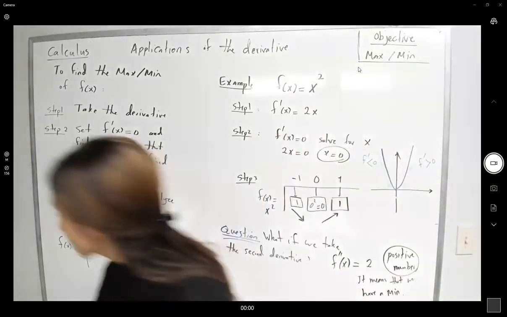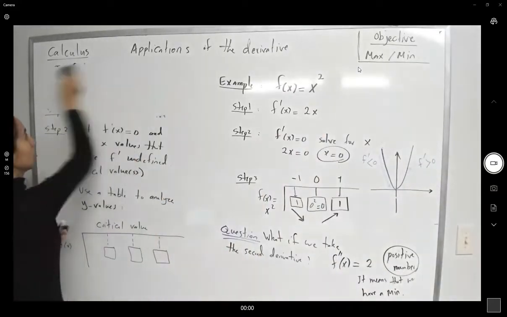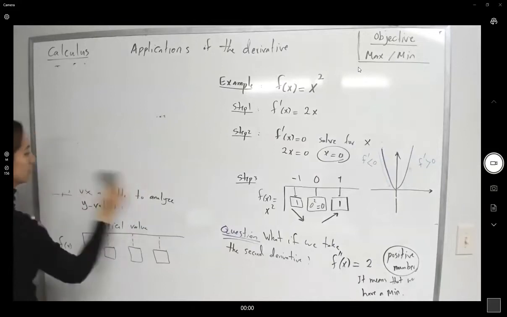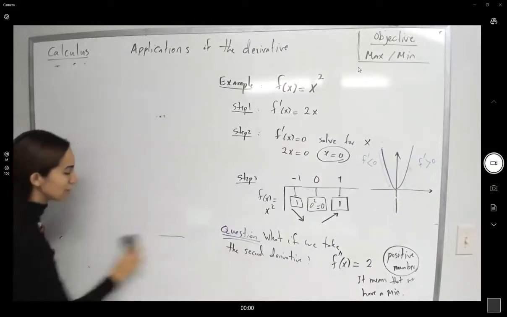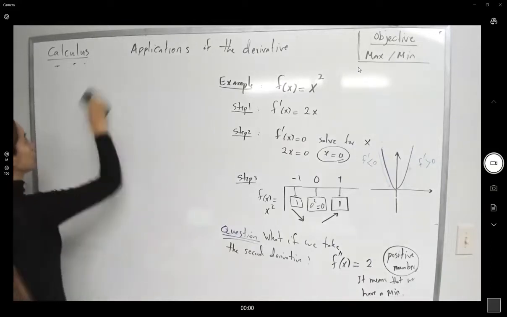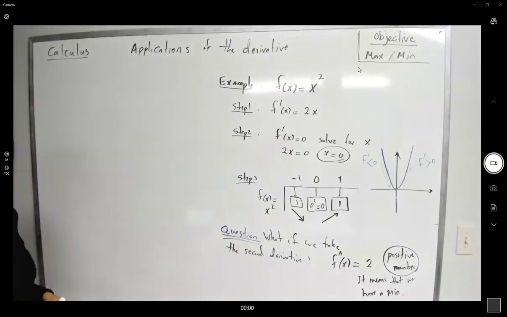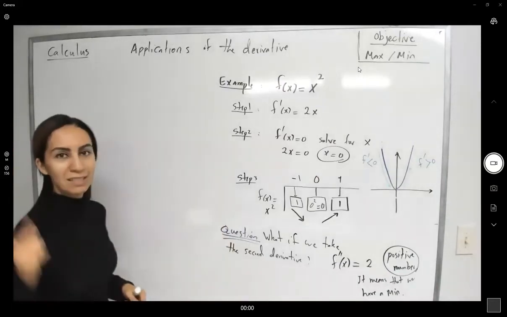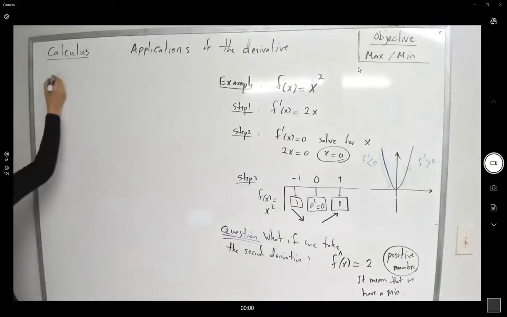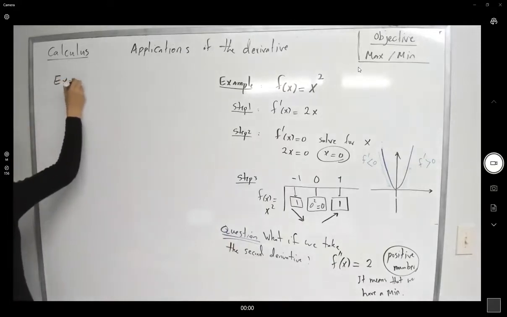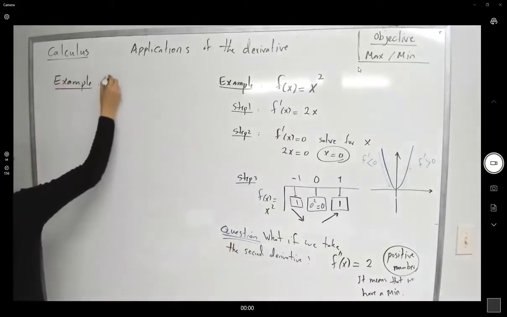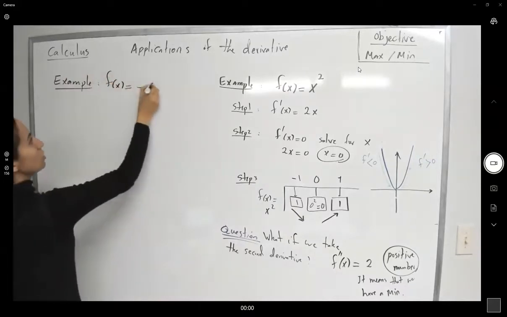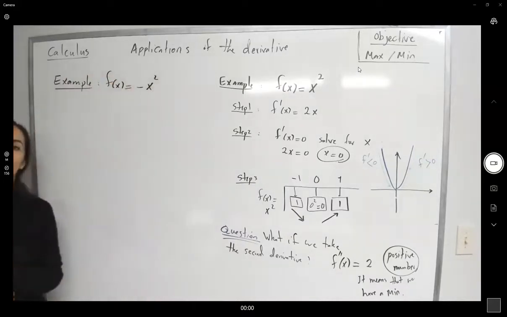Well, now take a look at this example. Keep these examples in mind. So whenever you try to analyze different functions, you have some reference to remember about these examples. So another example. f of x is equal to negative x squared.